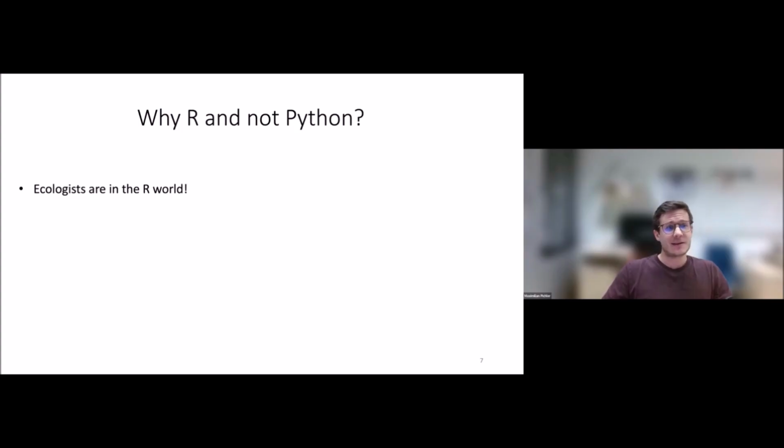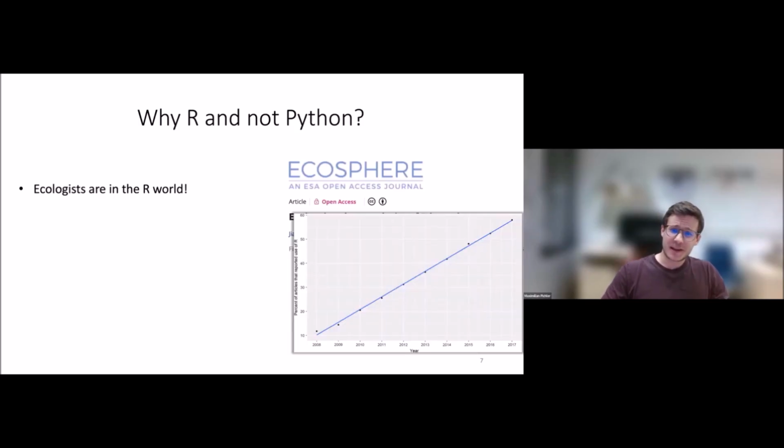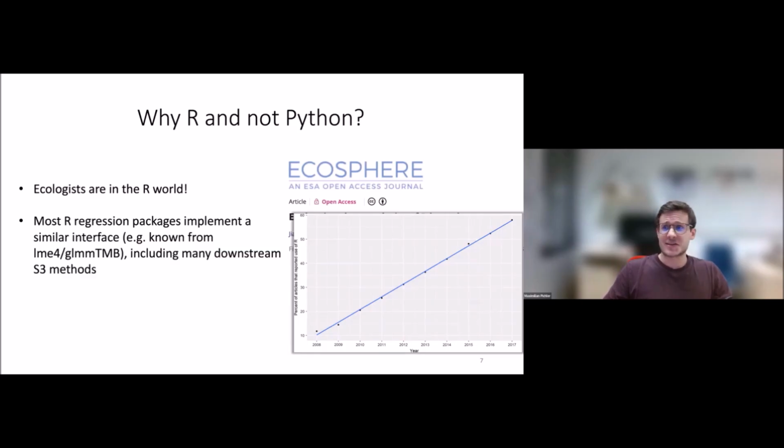The answer is that ecologists are in the R world. There's this nice study from 2019 showing that the number of publications relying on R packages is increasing to like 60%. And I would say the reason is that all the good statistical models are only available in R. Maybe it's changing, but for example, all these mixed effect models, we can fit them very well in R, but I don't think there is a good Python package for it.